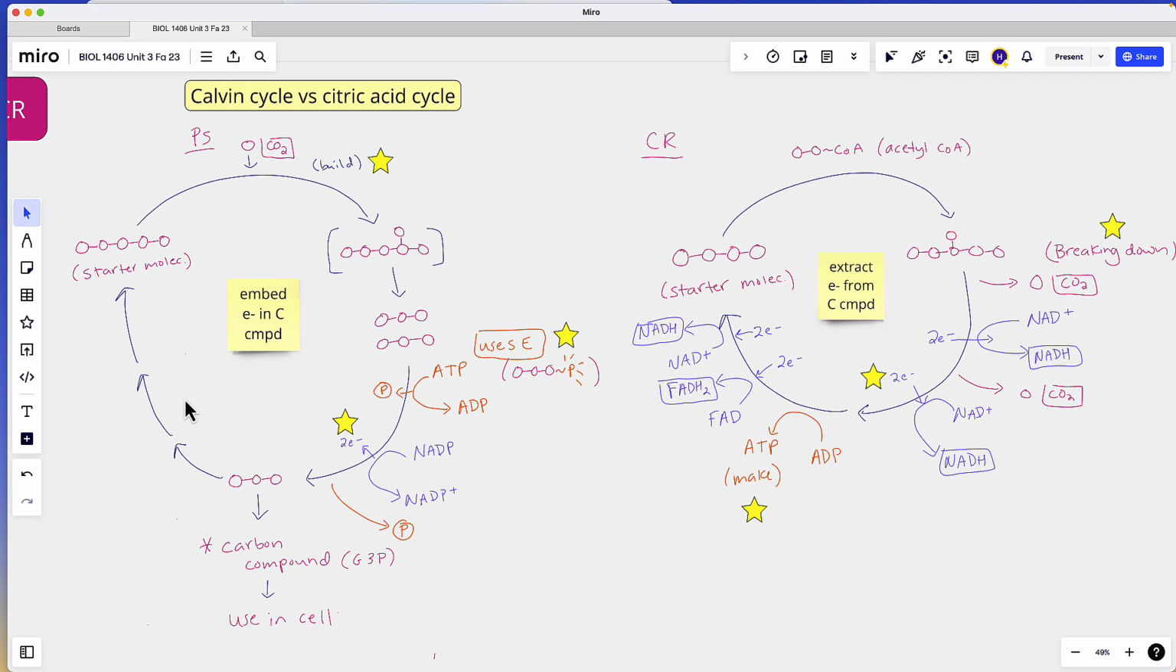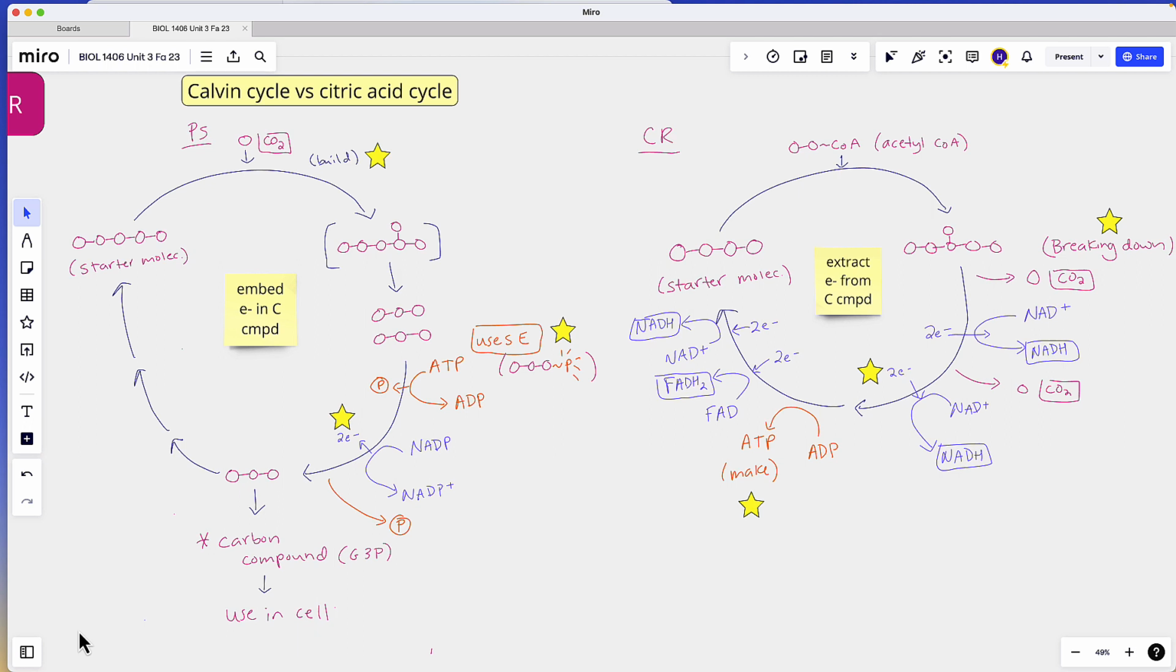Both of them end up having a starter molecule that is the beginning and then regenerated at the end. So that is similar between them. And that's the comparison between the citric acid cycle and the Calvin cycle.